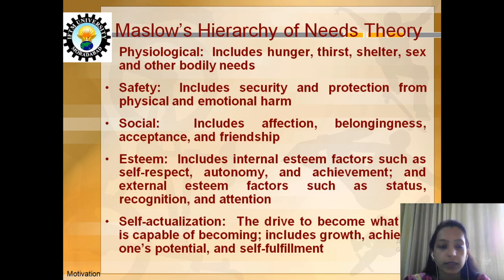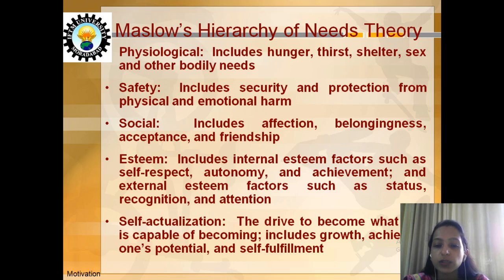Once the physiological and safety needs are fulfilled, the next level need arises, that is the social need, which includes affection, belongingness, acceptance, and friendship. Since a human being is a social animal, he cannot live alone. So as and when he has all his physical needs and safety needs fulfilled, he needs to belong to society, and he wants friends, so that he may share his feelings with them. The next need which arises is known as the esteem needs.